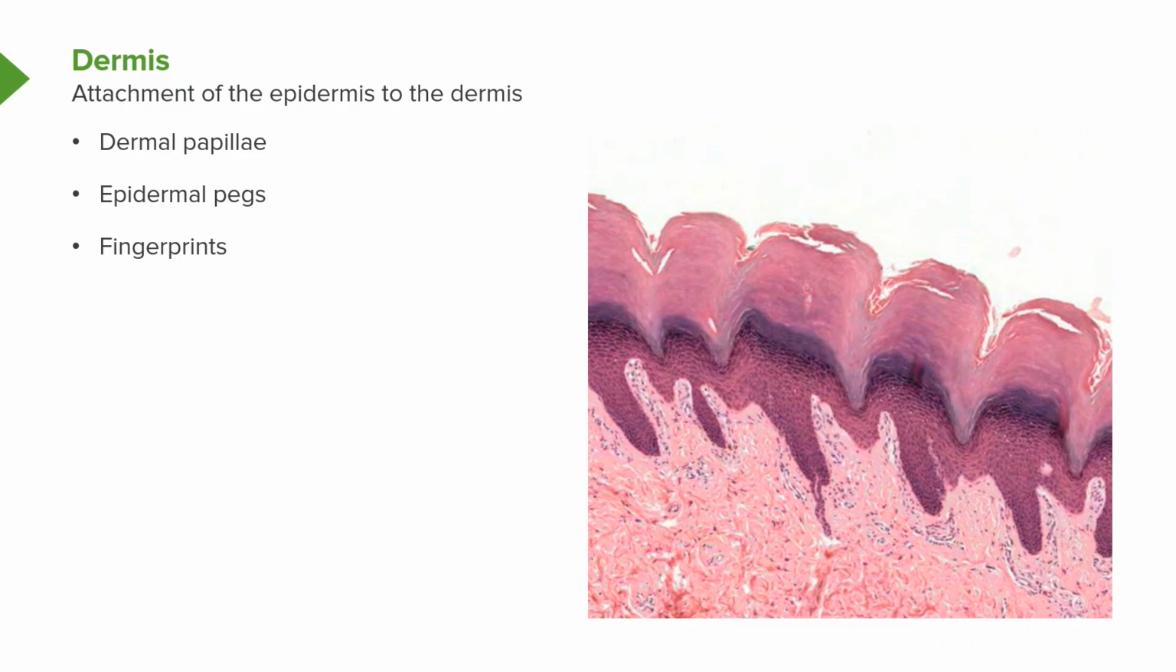And those attachments, or those ways of increasing the surface area of the attachment, the dermal papilla and the epidermal pegs, are reflected on the surface as our fingerprints. And our fingerprints are very different between individuals. It's a reflection of the different random array of the arrangement of these dermal papilla and epidermal pegs.